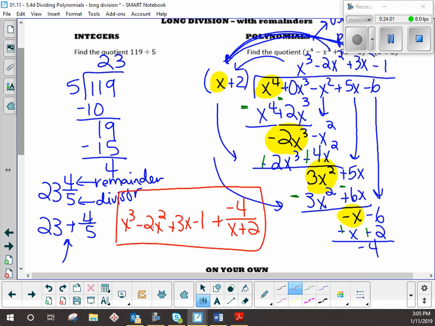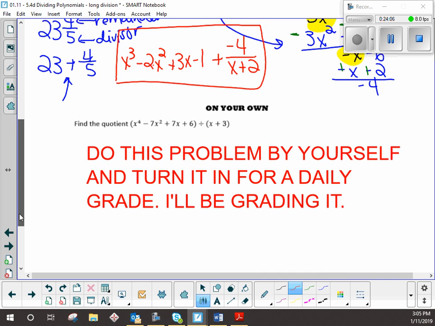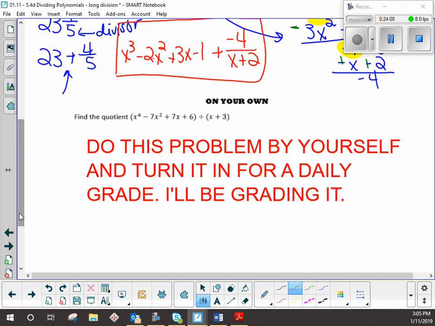I want you to do that next problem for a daily grade. I want you to do it by yourself. I want you to turn it in for a daily grade. I'll be grading it, but I don't want you to freak out, and here's why. And I don't want you helping each other, mainly because I want to see what you understand or don't understand all by yourself. And I don't want you to freak out because if you're honestly trying it, you're not going to get lower than a 90.